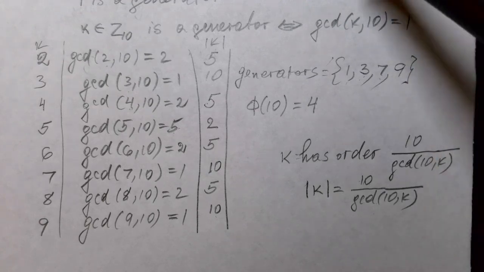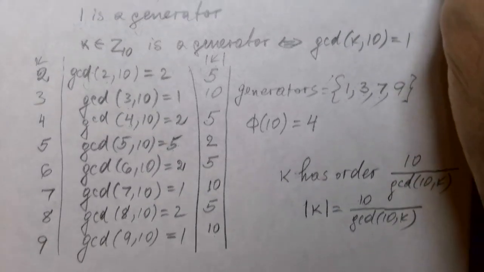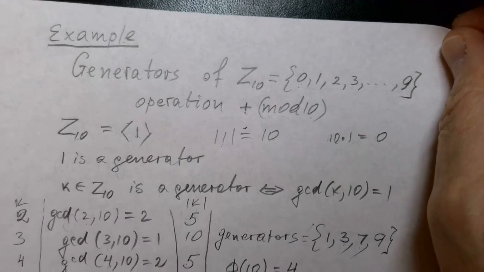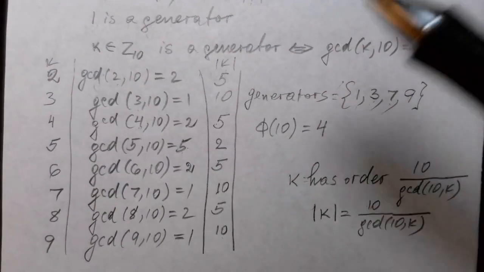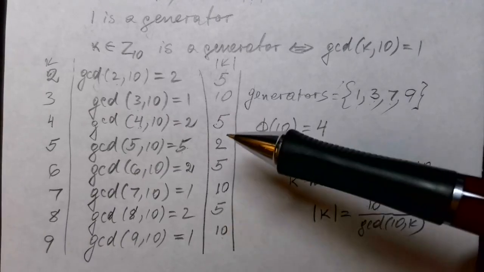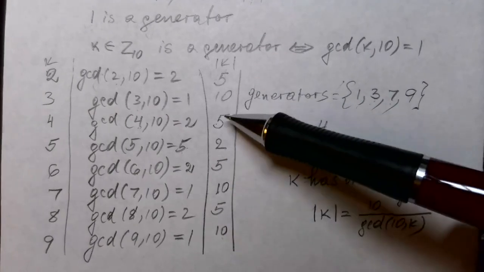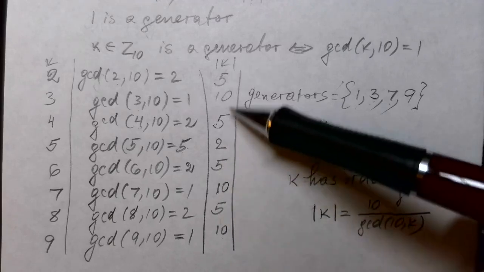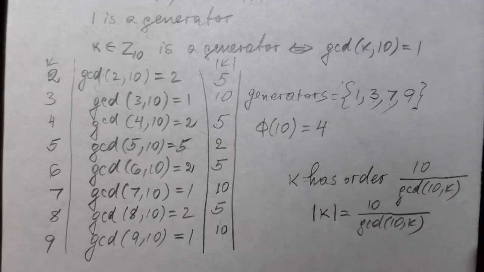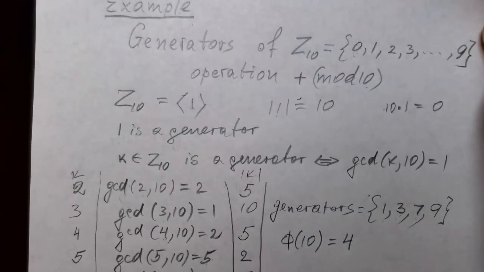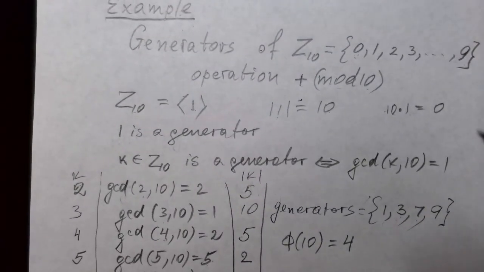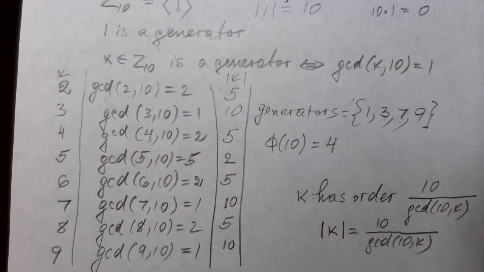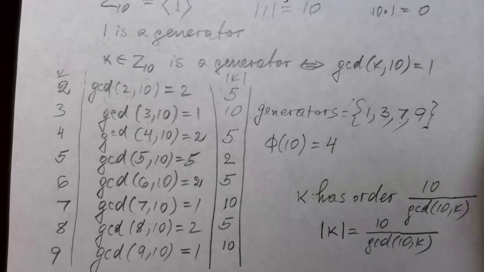And you see that this cyclic group of order 10, Z10, contains elements of orders 2, 5, and 10. Of course, it has an element of order 1. This is 0. 0, the neutral element, has order 1. So all these orders are divisors of the order of the group, 10.